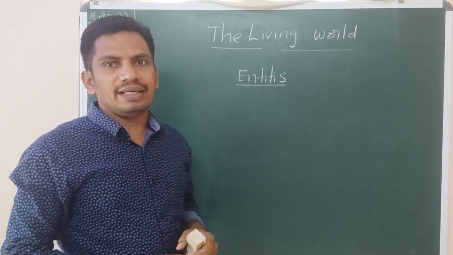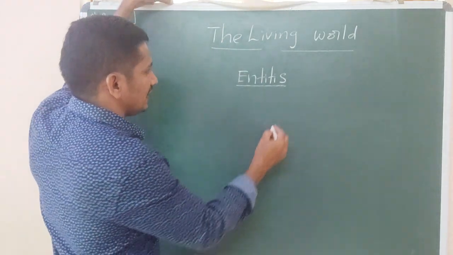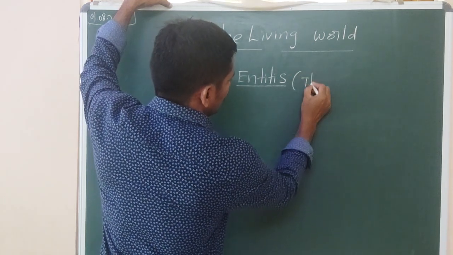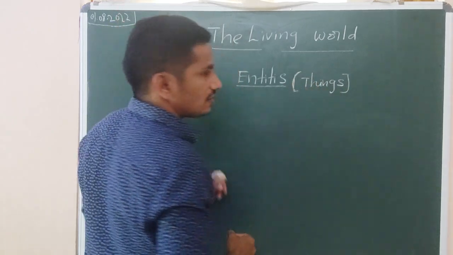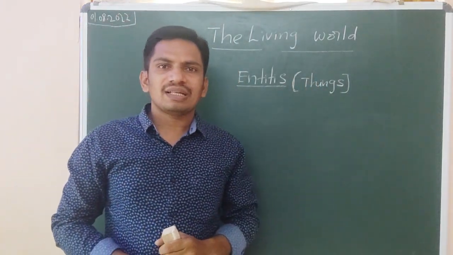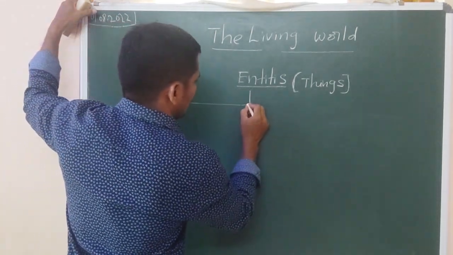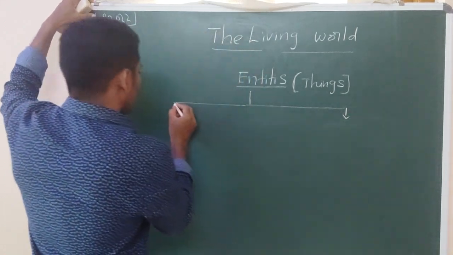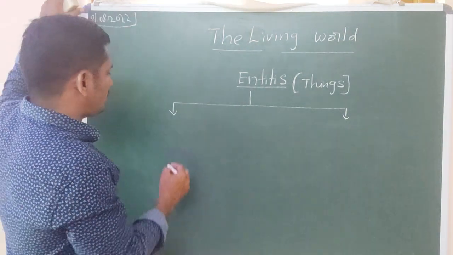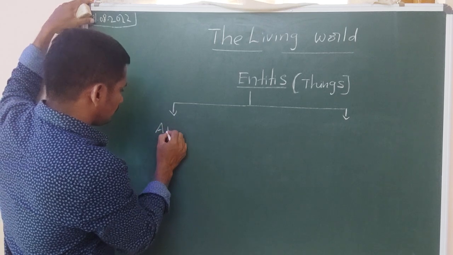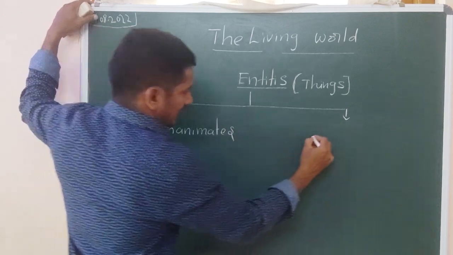For that, entities around us. What are entities? Entities means nothing but things around us. Different things are there. These things are called entities. These are categorized into two kinds: inanimates and animates.